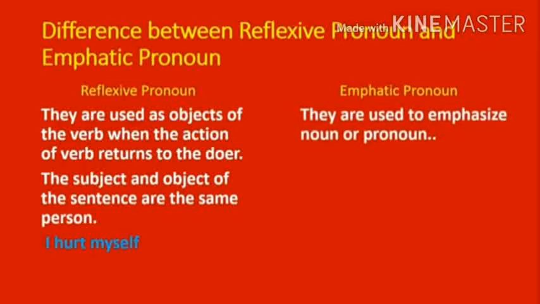Then how are the emphatic pronouns used? They are used to emphasize a noun or a pronoun. If you want to give importance to a noun or pronoun, we use an emphatic pronoun. She herself opened the door. Nobody else, she alone. That is the meaning of it. So here herself is coming after the noun, so it's called an emphatic pronoun. Hope the difference is very clear for you, my dear children.